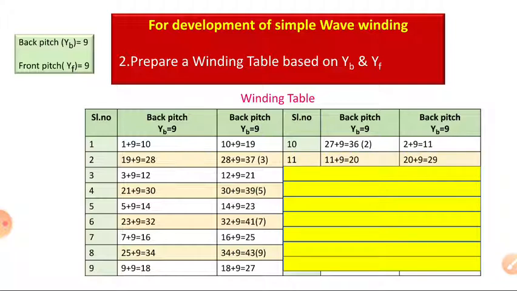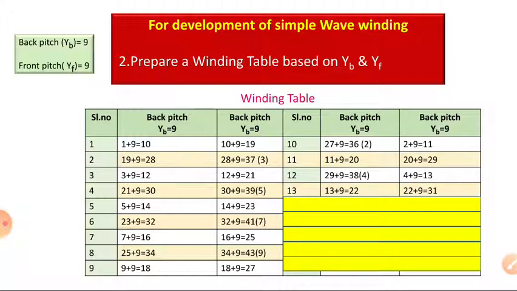So 11 plus 9 is 20, 20 plus 9 is equal to 29, and 29 plus 9 is equal to 38, and that is equal to, we can write, 4. The 4 plus 9 is equal to 13th. So 13 plus 9 is equal to 22, and 22 plus 9 is equal to 31. Okay, 31 plus 9 is equal to 40, there is no 40. So 34 minus 40 is equal to 6th conductor.